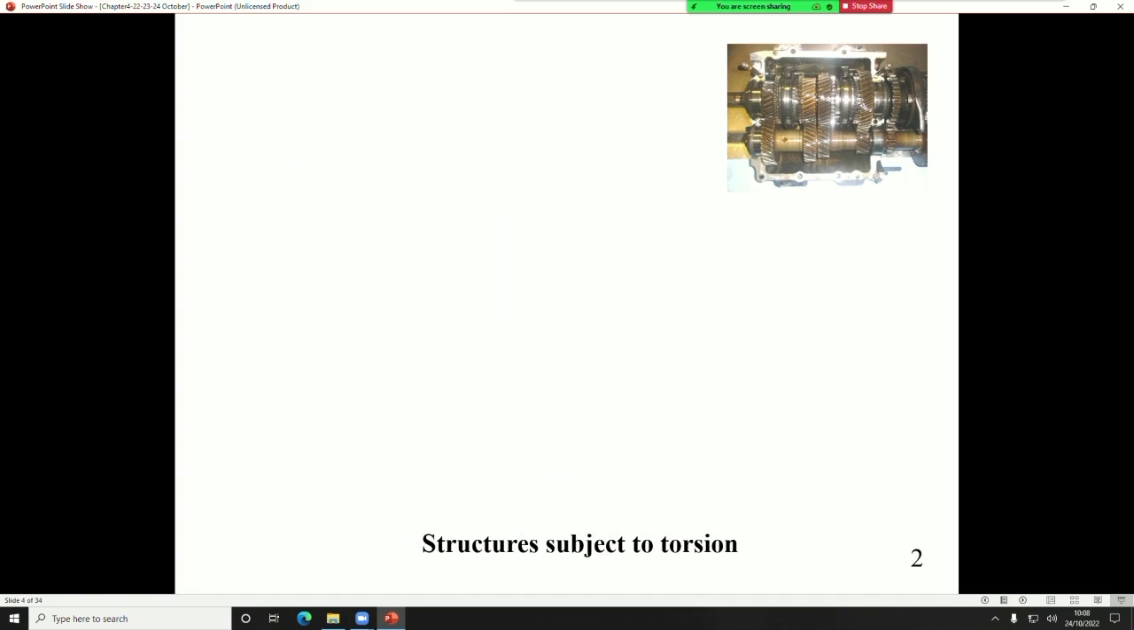Now on figure number two, on slide number two, I've given you different examples of torsion, the structures which are subject to torsion. You can see this is a gear shaft, a gearbox.